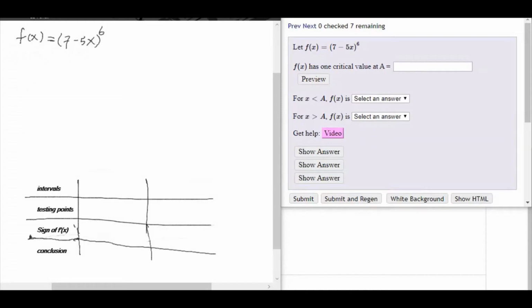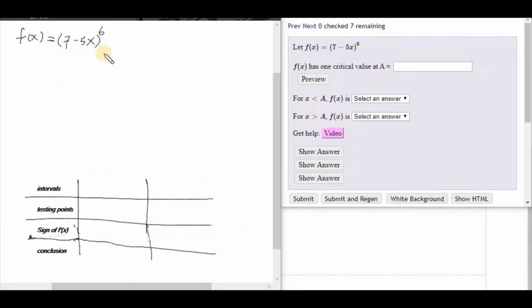This is question number 5 from homework number 12. The question says if you have f of x is equal to 7x minus 5x all to the sixth power, find the critical values and then find the intervals on which the function is increasing and decreasing, or what happens on the interval from negative infinity to the critical value, and then from the critical value to positive infinity.